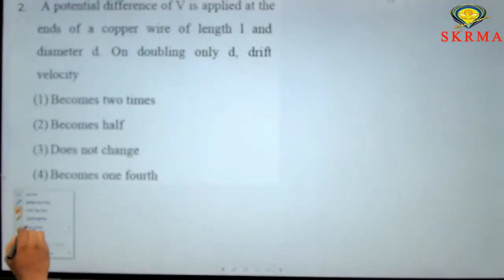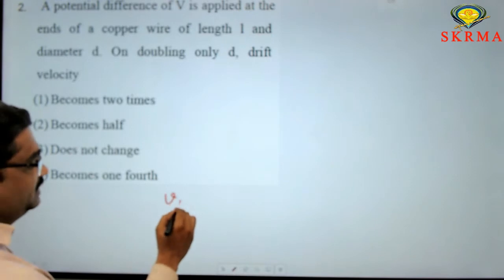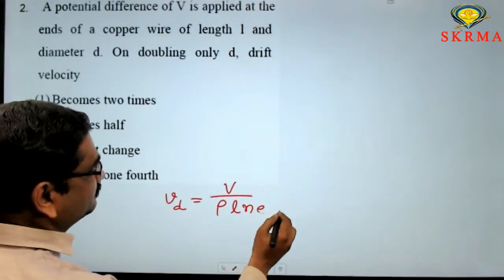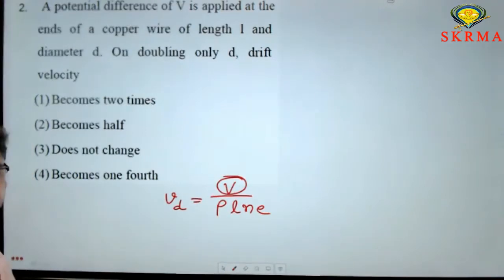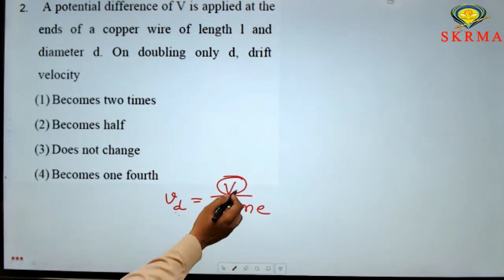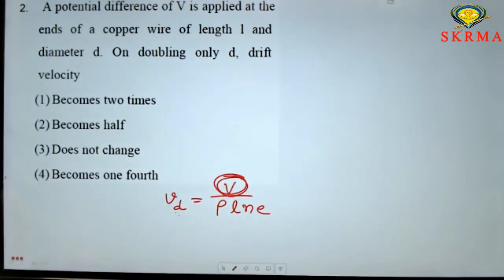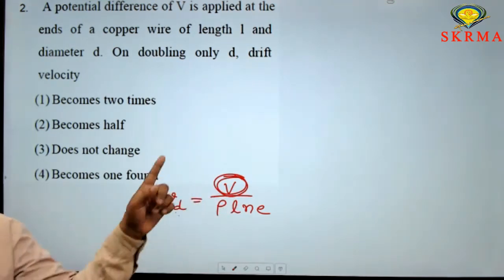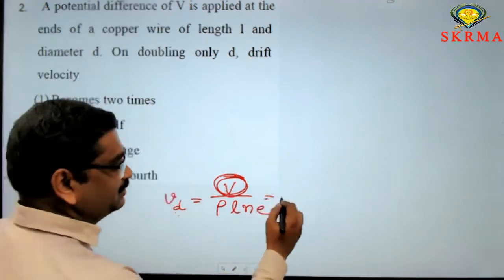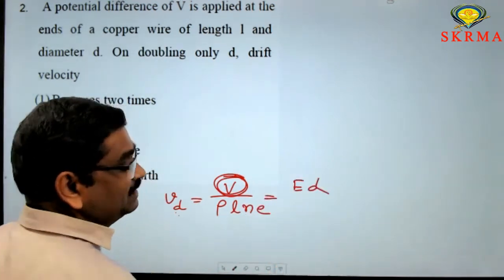drift velocity formula is Vd equal to V by rho L Ne. So this is the potential. So here there is no diameter component. So we can conclude that drift velocity is independent of diameter if potential is constant. So if potential is constant, then only we need to specify like that. So if electric field is constant, then we need to write this potential as electric field into distance.